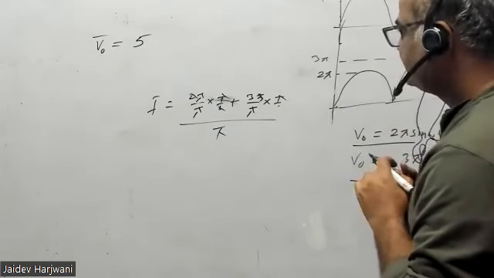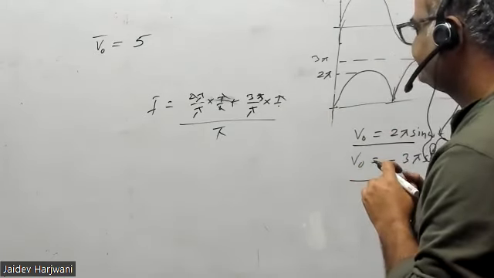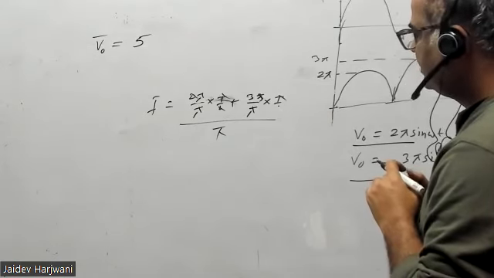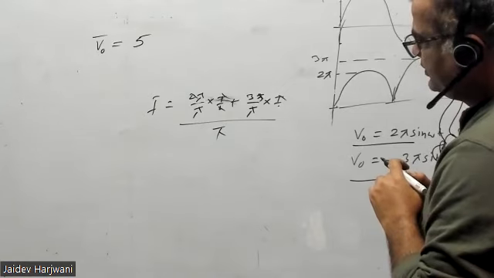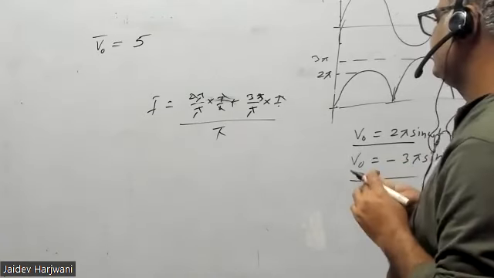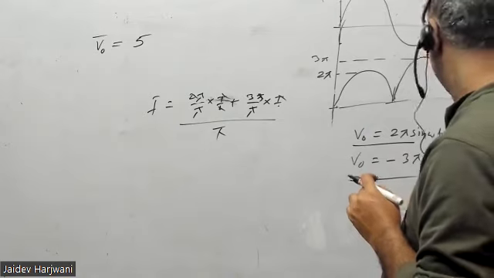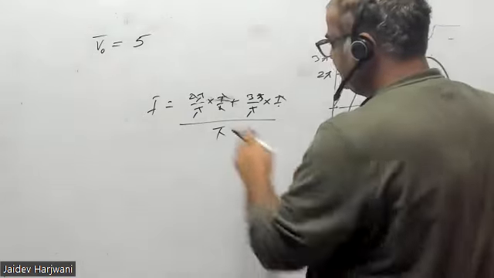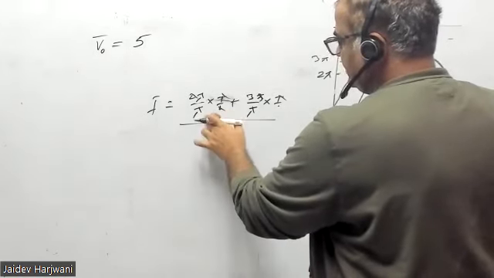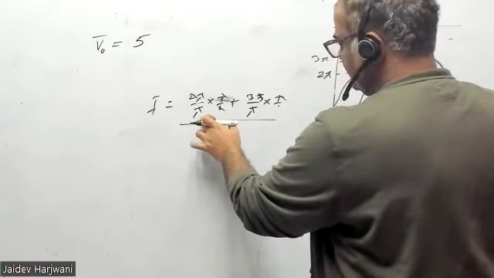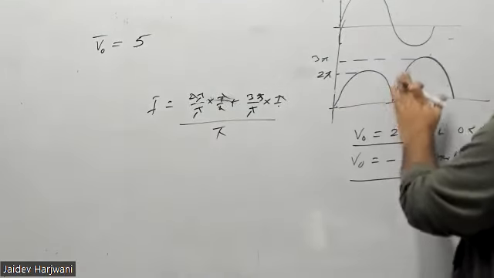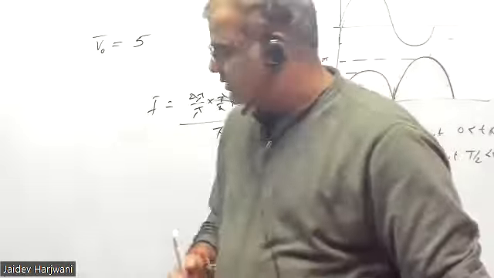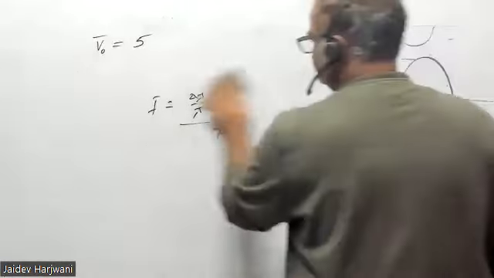So how much is coming from this one? Pi cancels, 2. Actually, I made a mistake. This is T by 2, this is 2 pi. So basically this is a full wave rectifier, not a half wave rectifier. How did I put it as half wave rectifier?